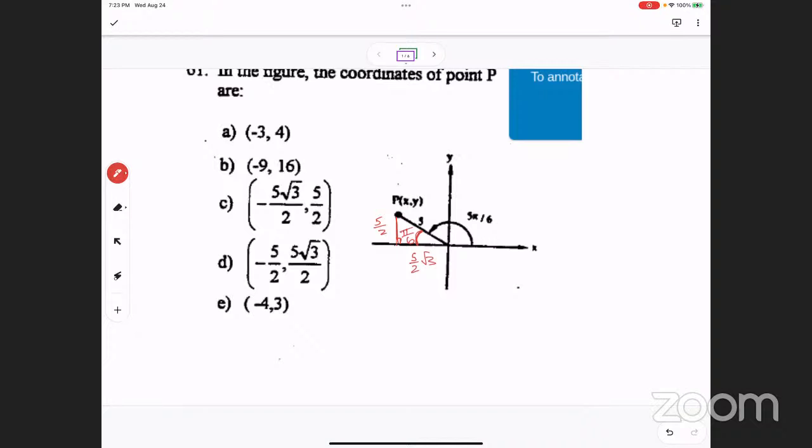So what are the coordinates? Well, it's a negative going left, right? So the x coordinate is negative 5 root 3 over 2, and the y coordinate is positive 5 halves. Got it?